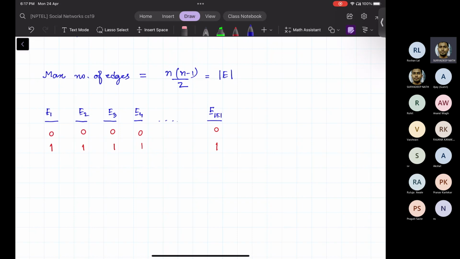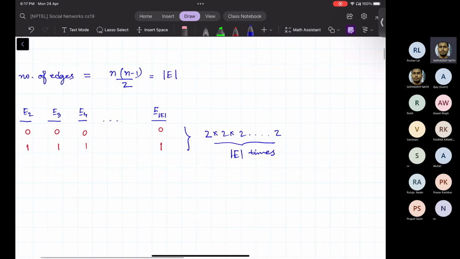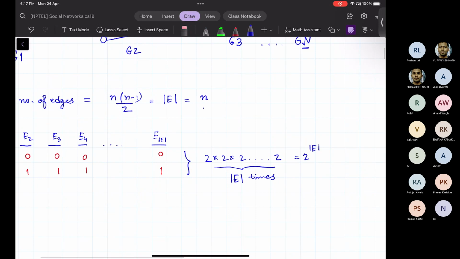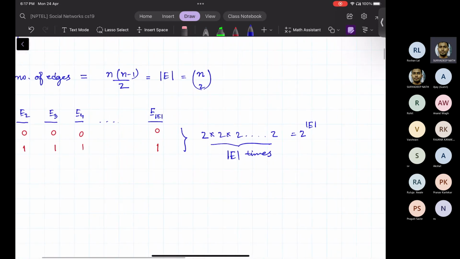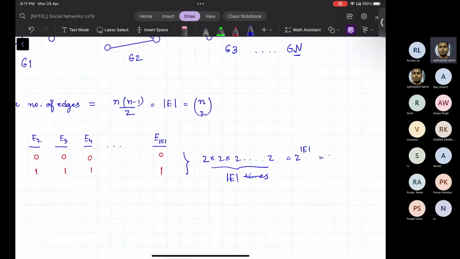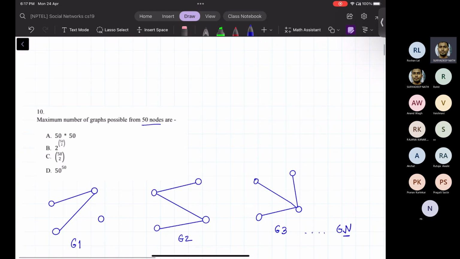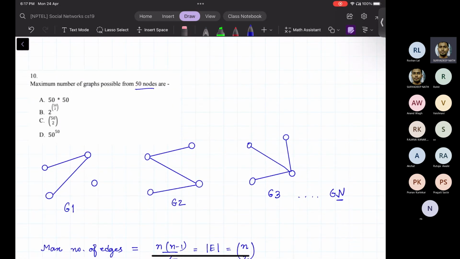So how many total permutations it will have is basically 2, because you have 2 options, and 2 into 2 into 2, the max number of edges times. So this is basically 2 to the power mod E, and this is n choose 2. So the answer would be 2 to the power n choose 2, and in this question n is 50, so the right answer is option B, 2 to the power 50 choose 2. This is the number of graphs that you can possibly generate from 50 nodes.